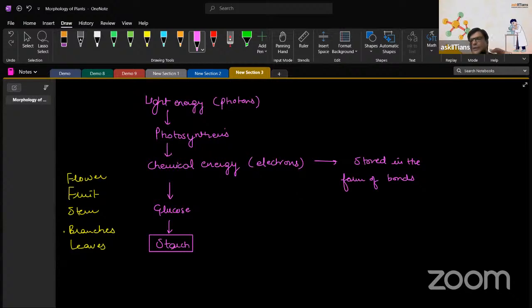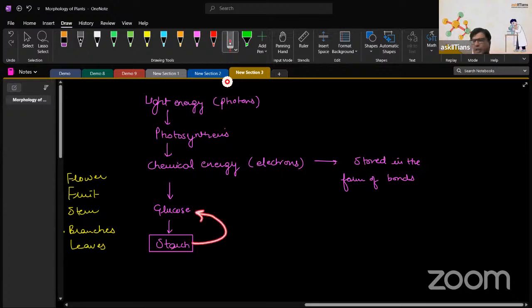Now, respiration does exactly the opposite. It converts the starch back into glucose. If I'm talking about respiration, the starch will first be converted into glucose by the process of digestion. The glucose will then be converted into chemical energy, or you can just say ATP, right? And that ATP will be used. So respiration and photosynthesis are technically opposites of each other.